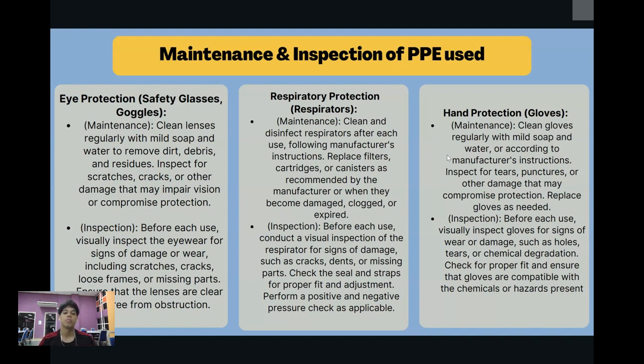Second, respiratory protection. So we have the respiratory system in our body, right? To breathe, we suck in oxygen and then we let out carbon dioxide, right? This happens in the vena cava, vena pulmonary, artery pulmonary, and I don't remember the other one.